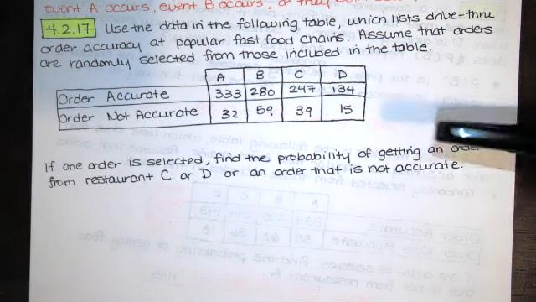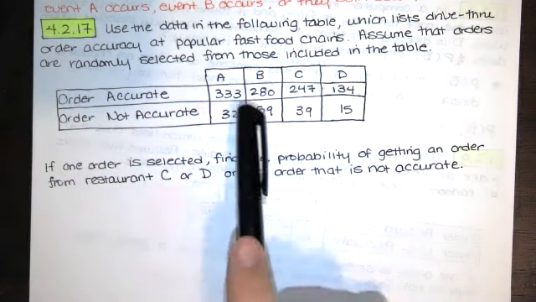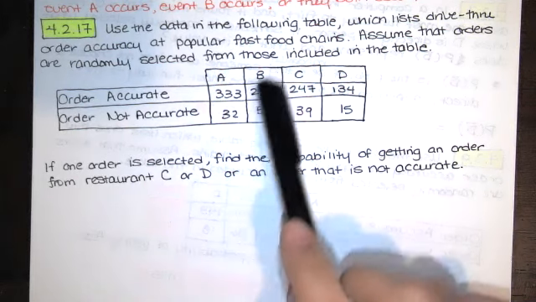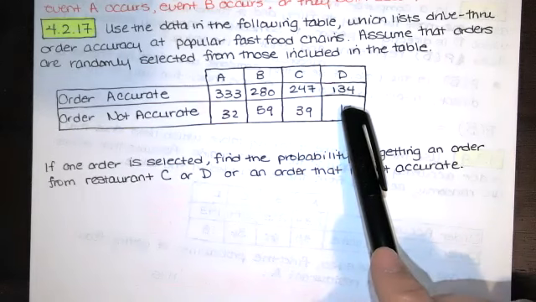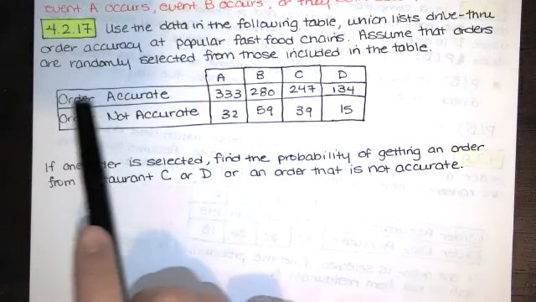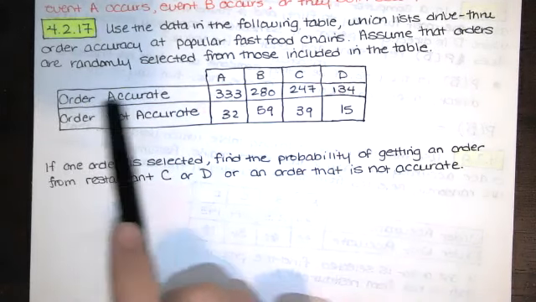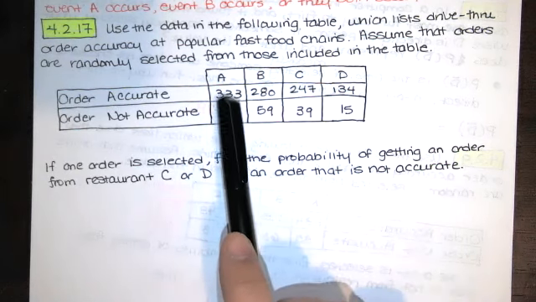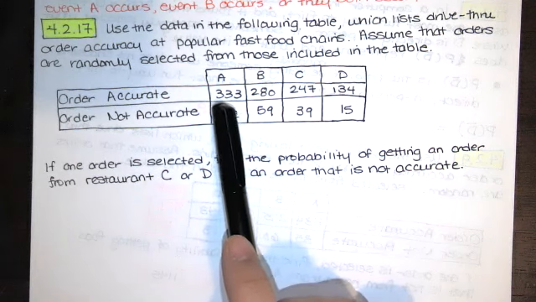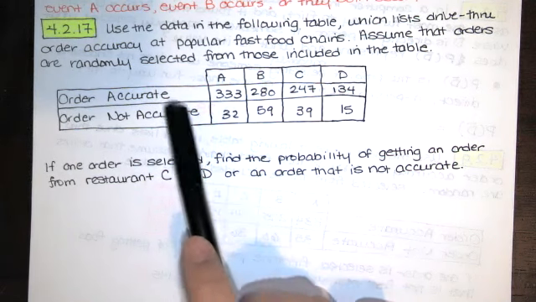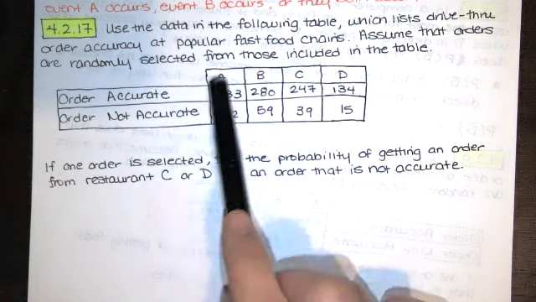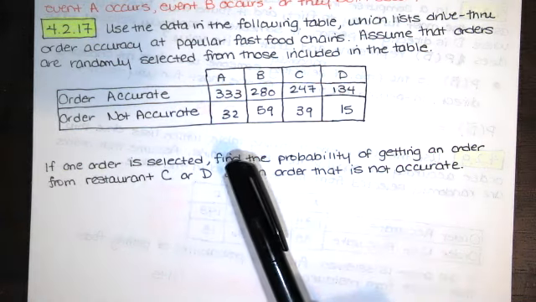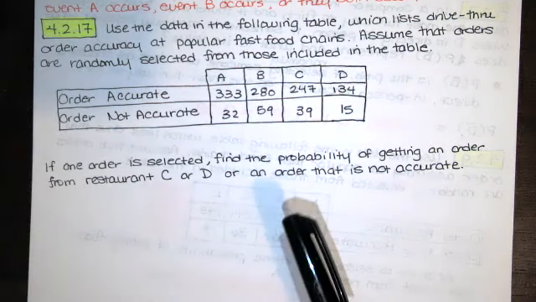So this is the table that they give us. And the way we can interpret this is we've got 4 restaurants here. We're calling this restaurant A, restaurant B, restaurant C, and restaurant D. And then in this row, we have the number of accurate orders that came from each of those restaurants. So this 333 tells us that there were 333 accurate orders in our sample that came from restaurant A. And there were 280 accurate orders that came from restaurant B, and so on.